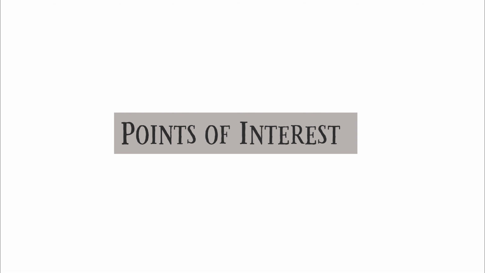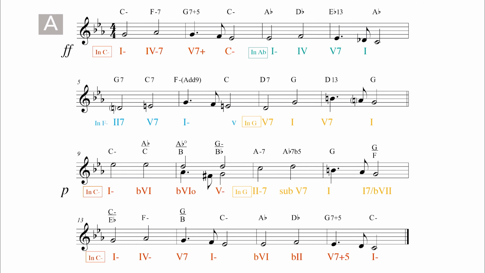Okay, let's look at some overall points of interest before analysing the piece bar by bar. 1. Form. The form is A-B-A2. Then afterwards, B-A2 is repeated. I label the last A, A2, as it has a slightly different ending from the first A section. More on this later.